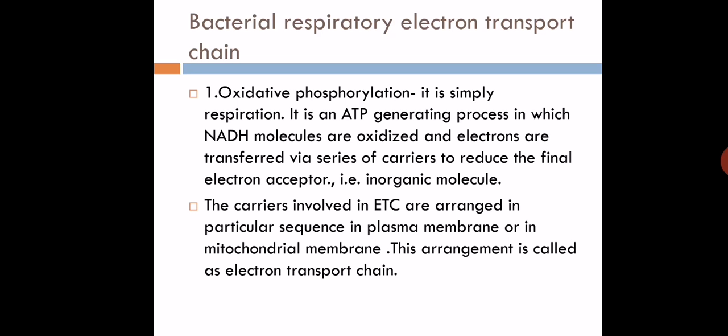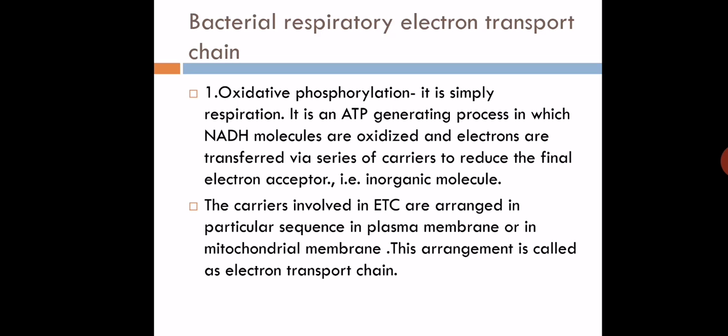The final electron acceptor depends upon the type of respiration, whether it is aerobic or anaerobic. If respiration is aerobic, the final electron acceptor will be oxygen. If respiration is anaerobic, the final electron acceptor will be other than oxygen. It may be any inorganic molecule. It may be carbonate, nitrate or sulfate. So whatever electrons and protons are transported from one carrier to the next carrier, ultimately they will be accepted by the final electron acceptor. Either it may be oxygen or something other than oxygen, such as carbonate, sulfate, nitrate. So that is respiration, or oxidative phosphorylation.